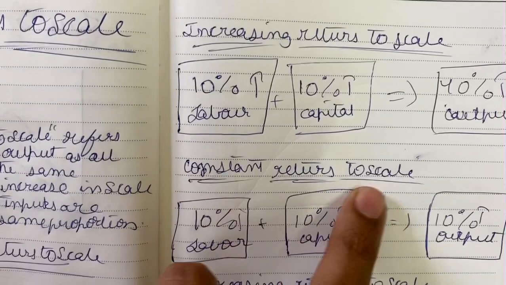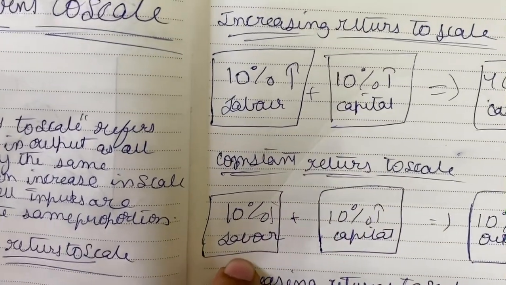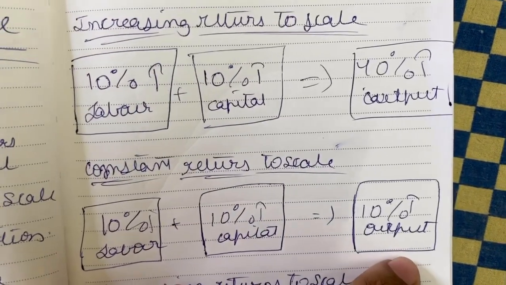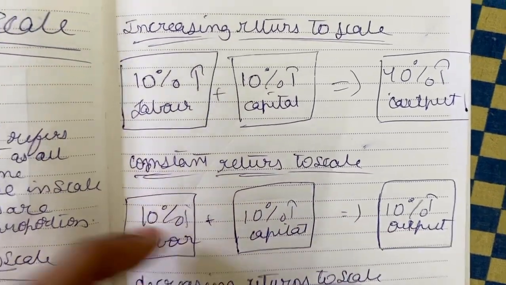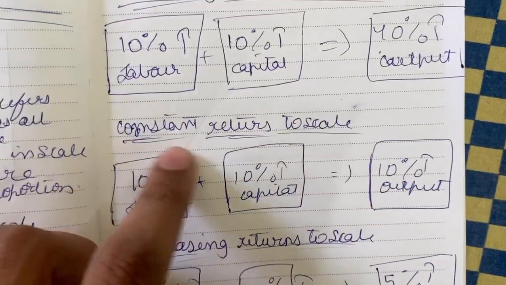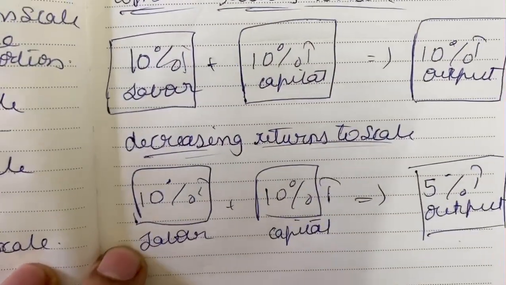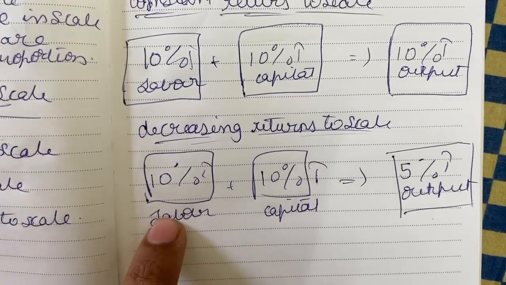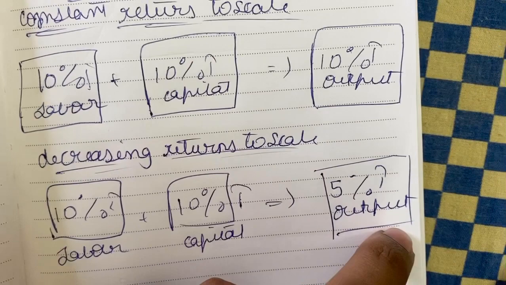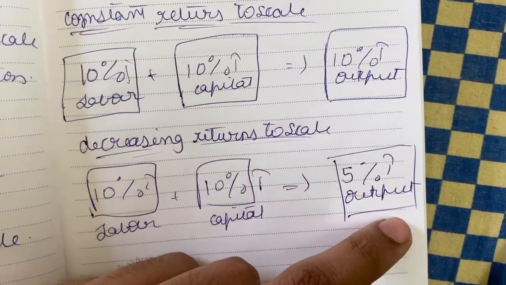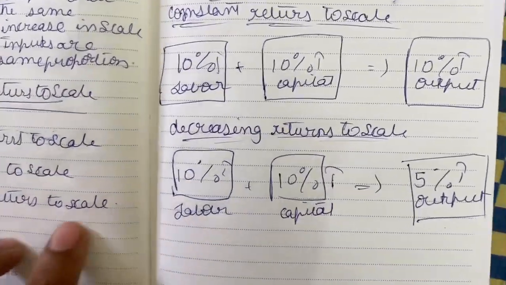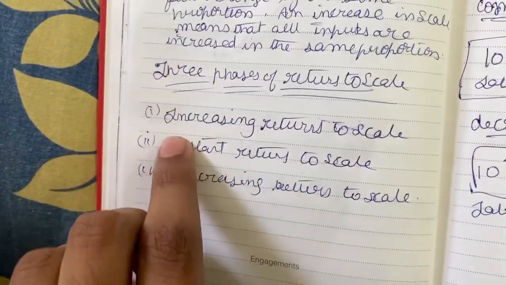In constant returns to scale, a 10% increase in labor and a 10% increase in capital results in a 10% increase in output. That is a constant return to scale because you increased everything by 10% and you just got back 10%. In decreasing returns to scale, you increase the labor by 10%, increase the capital by 10%, but you only get an increase in output of 5%. That is a decreasing return to scale as you're getting less than what you gave. That goes to the three phases of returns to scale.